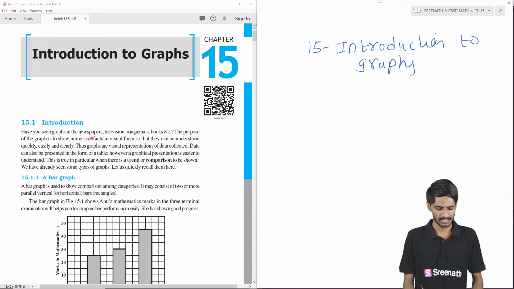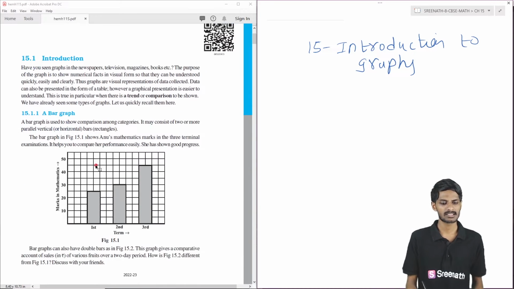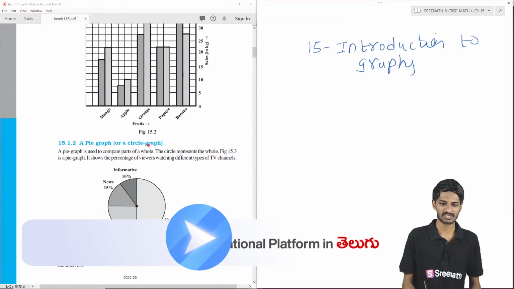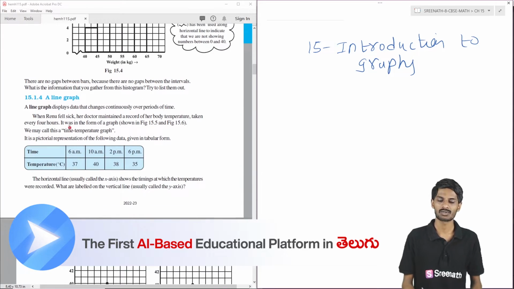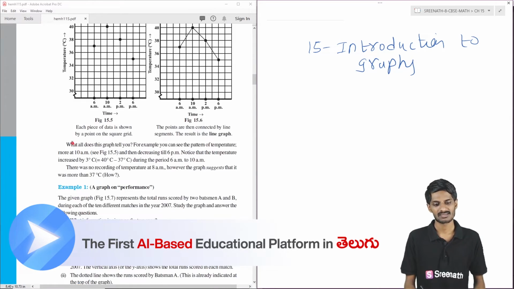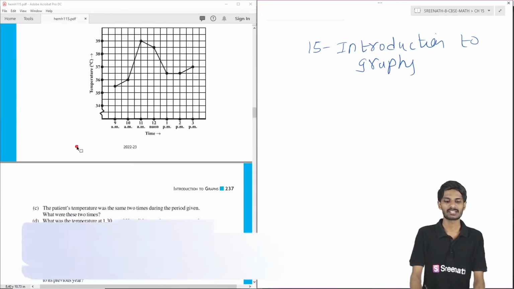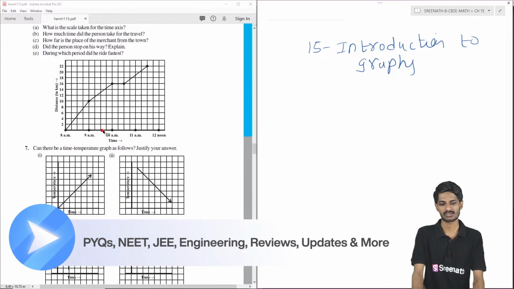First thing is the introduction, students. Next is the bar graph. Next thing is the pie graph, which we know as the circle graph, then the histogram, and then the line graph, students. After that we'll solve some examples, and there is an exercise. We have to solve the exercise problems, students.